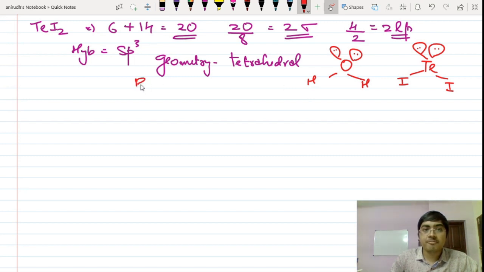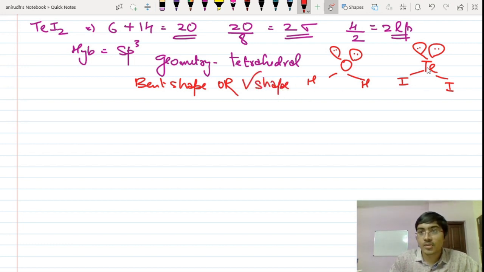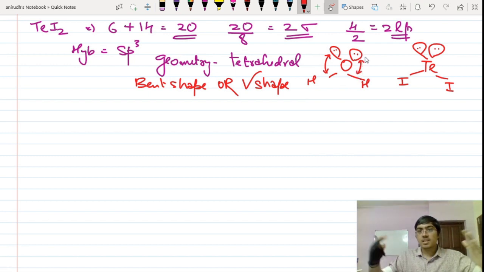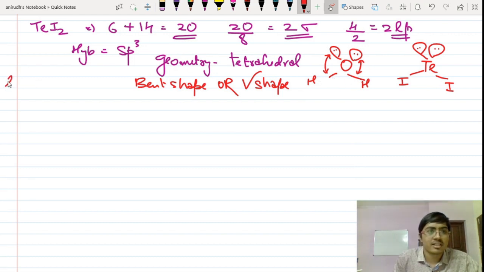So this is called a bent shape, or you can call it a V shape. Doesn't this look like an inverted V? Now why is it not linear? Because of the lone pair bond pair repulsion. This lone pair bond pair repulsion will push the bond pairs closer. We know this order: lone pair lone pair repulsion is greater than lone pair bond pair, which is greater than bond pair bond pair. Right.